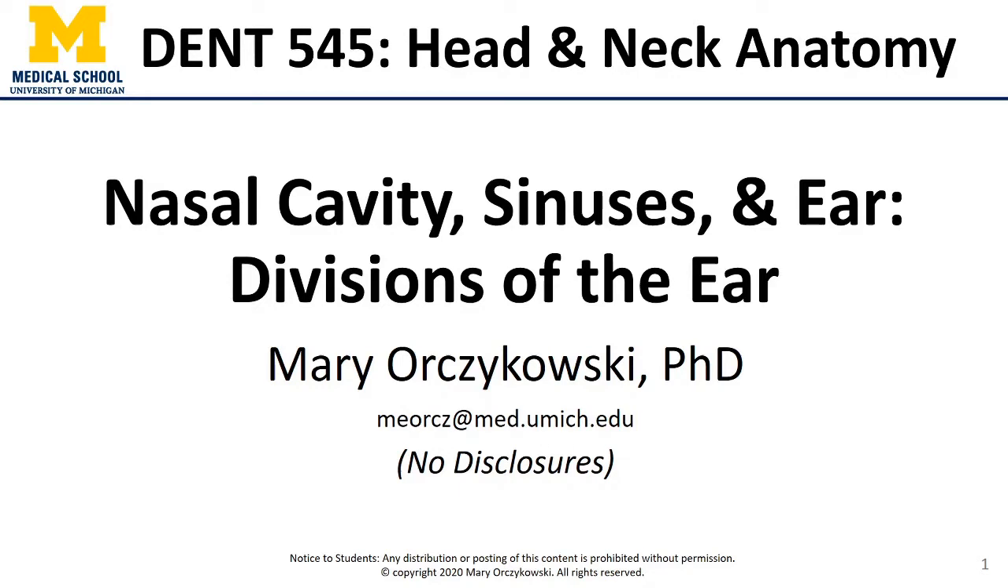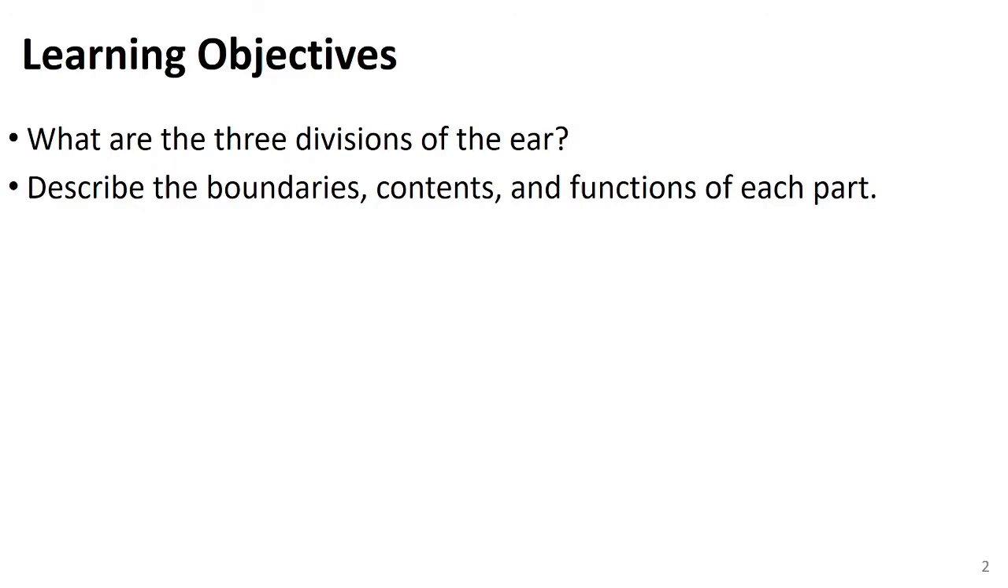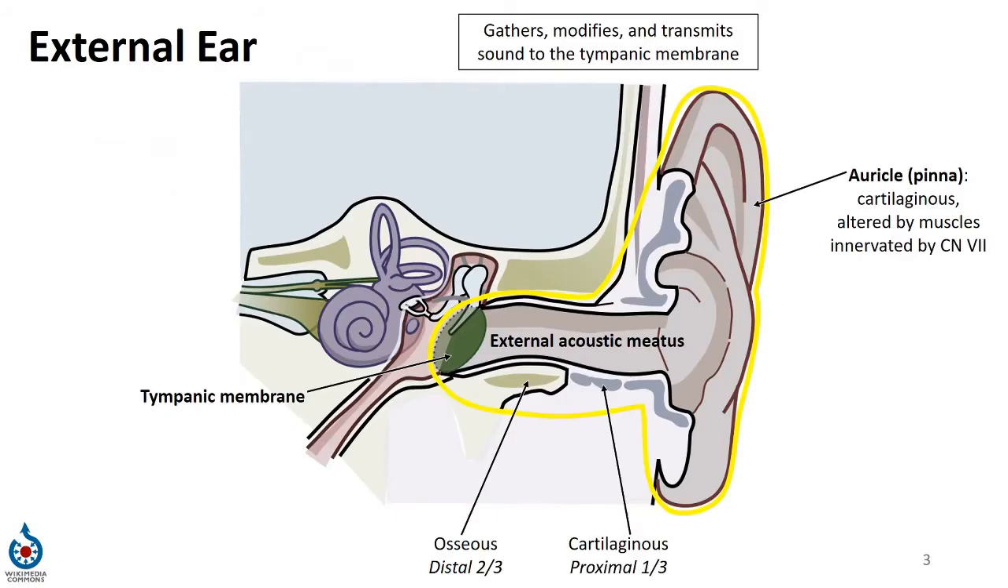So the learning objectives here are: what are those three divisions of the ear, and what are their boundaries, contents, and functions? We'll start here with the external ear. The external ear will gather sound. It'll change that sound and move it on to the tympanic membrane.